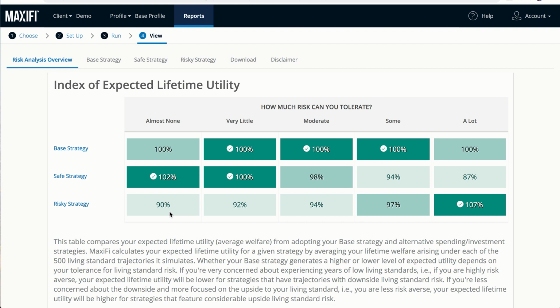So what is the lifetime utility? Well, it's a measure that economists use. It's the standard measure of happiness, and it takes into account how risk averse somebody is. So when we say the couple's very, in this case, very risk averse, that's a parameter or coefficient that enters into this measure of lifetime happiness.